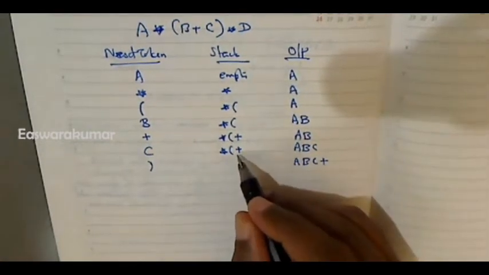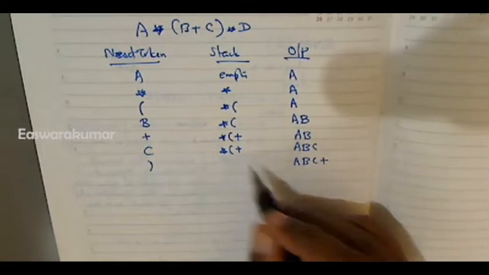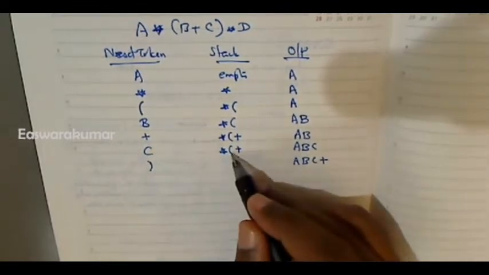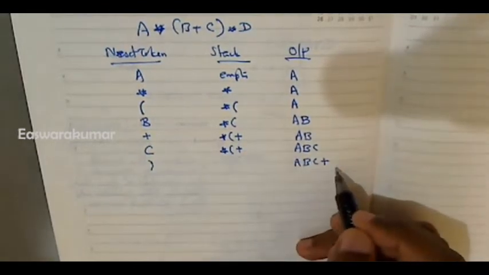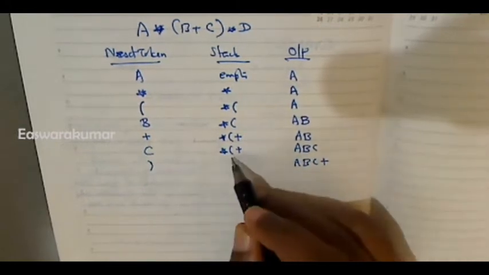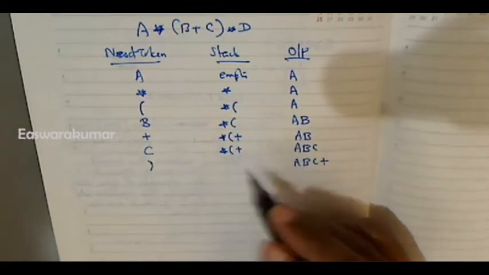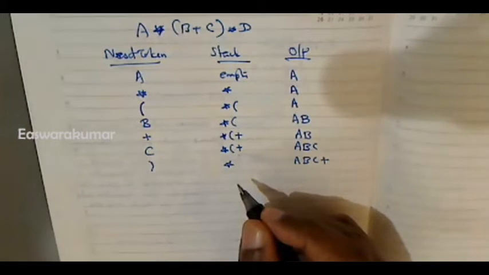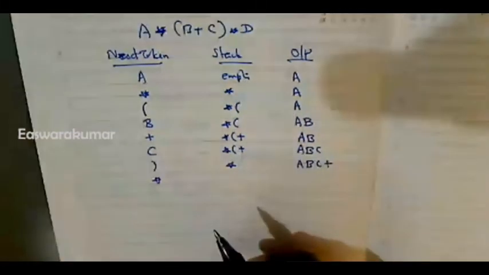Then once this has been removed, next one is the left parenthesis. But the left parenthesis we won't write; the corresponding right parenthesis we encountered should also be removed. So only the operators we have to give for output, but the left parenthesis we should not write here. Rather, we have to remove it from the stack. So after removing this plus and left parenthesis, the stack will be having only star. Okay.